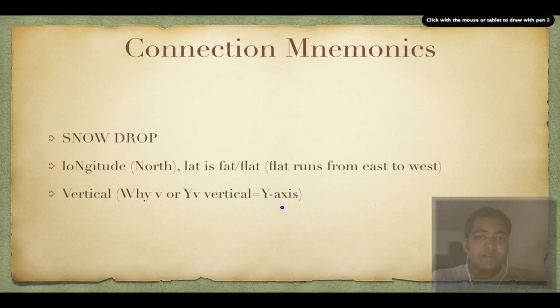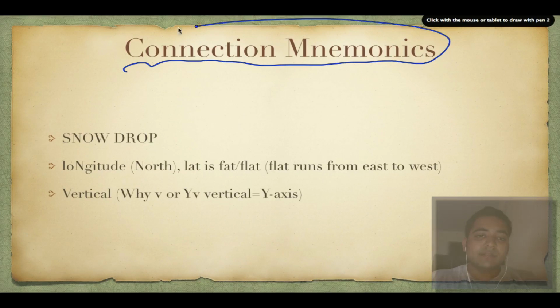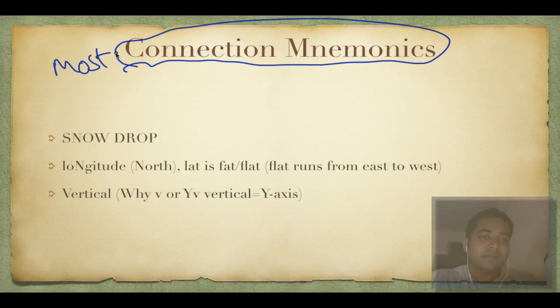Moving forward, we have connection mnemonics. It's extremely important. Please focus. These are the mnemonics which you will be making the most. They are the most important mnemonics. So let's say we have snowdrop. What is snowdrop? This is snowdrop.